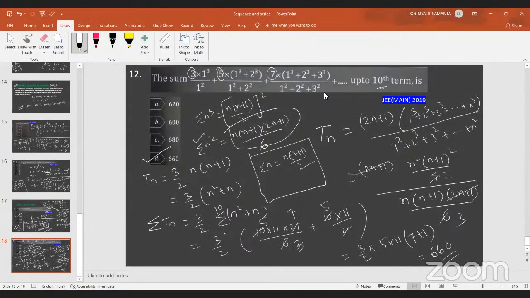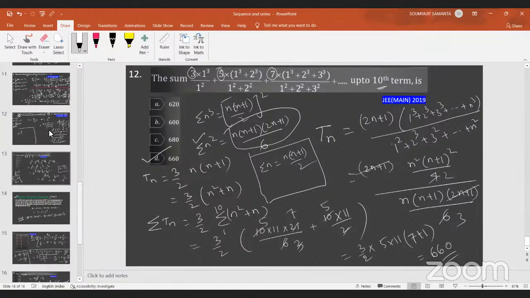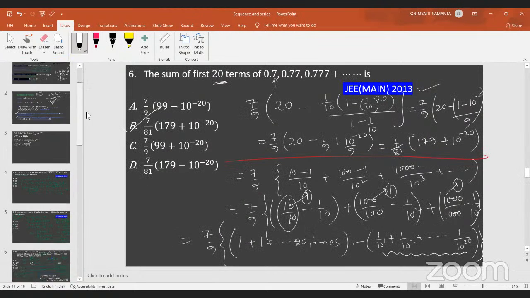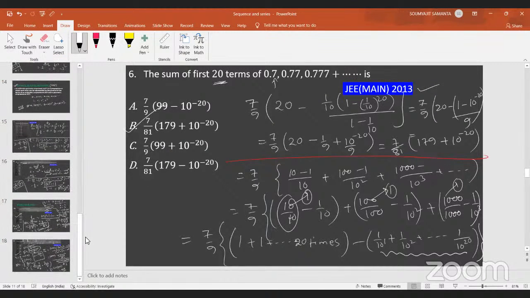This is the complete notes of AP, GP, and AGP. Now I will give you the PDF also for this class notes. Do you have any questions on this, especially on this topic? No, sir. No, sir, it's clear. No question?